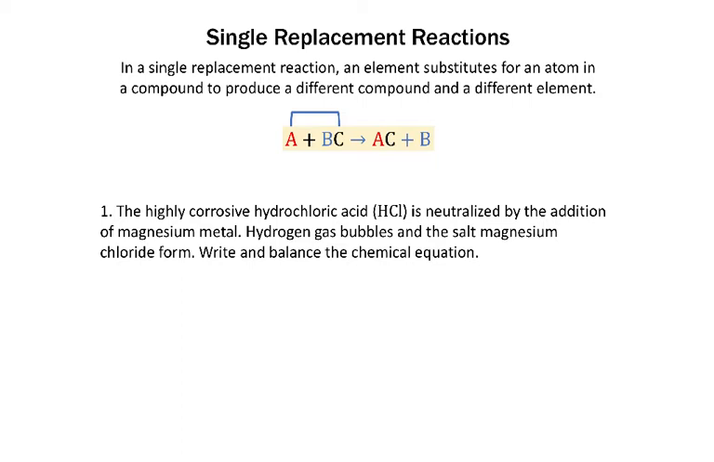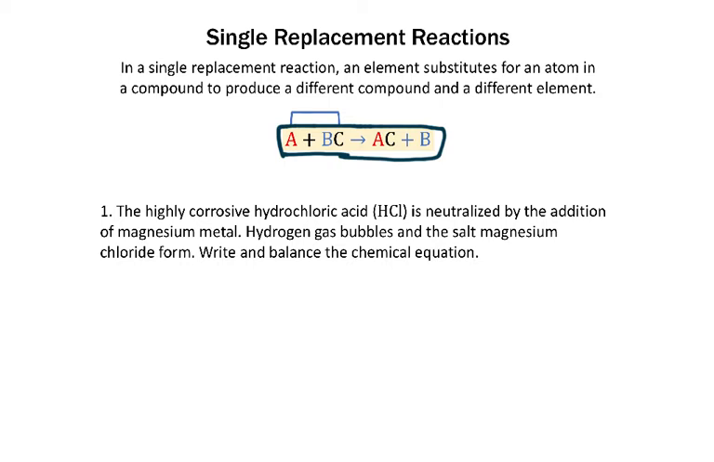In this type of reaction, an element substitutes for an atom in a compound to produce a different compound and a different element. What that means in terms of reactions is, say you have A plus BC, and we can swap a single atom. So C would move off of B and bond to A. So A plus BC turns into AC plus B. Okay, and this will hopefully make more sense if we do an example.